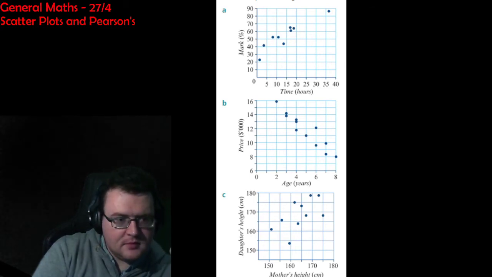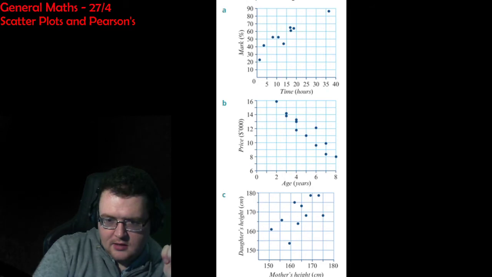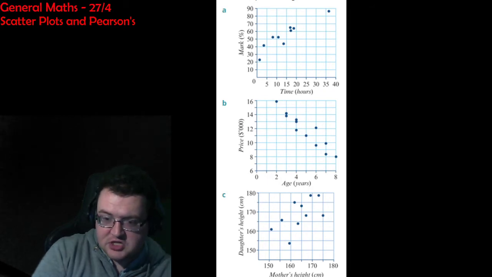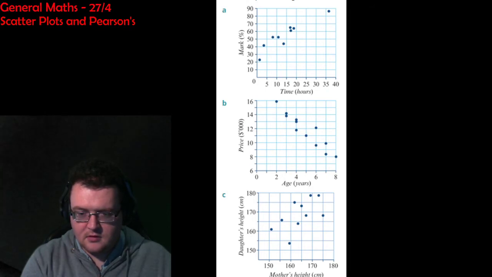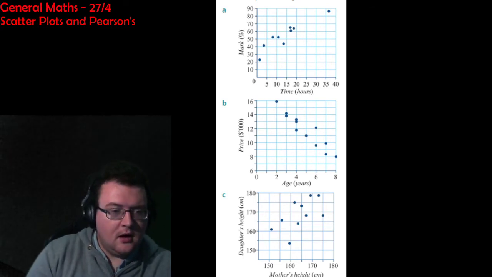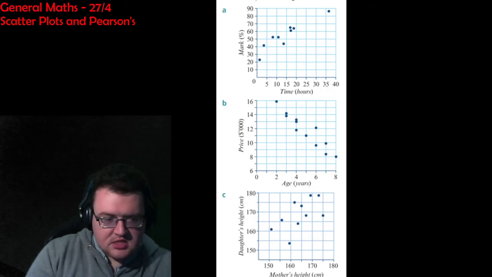All right, and then the last one, the relationship between the mother's height and the daughter's height. It's weak. It is definitely weak. There is no doubt about it. This is a weak association, but definitely, there is an association there, and it is definitely weak. All right. So we've got strong positive, strong negative, and we've got a weak positive as well.